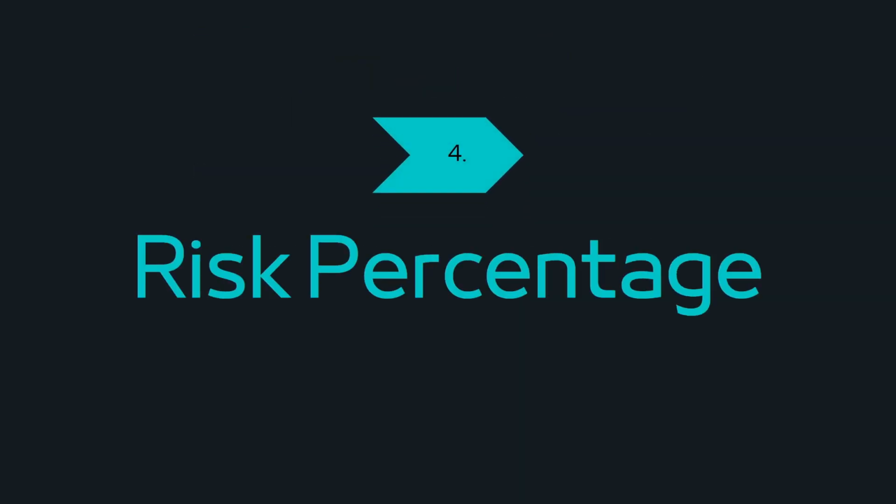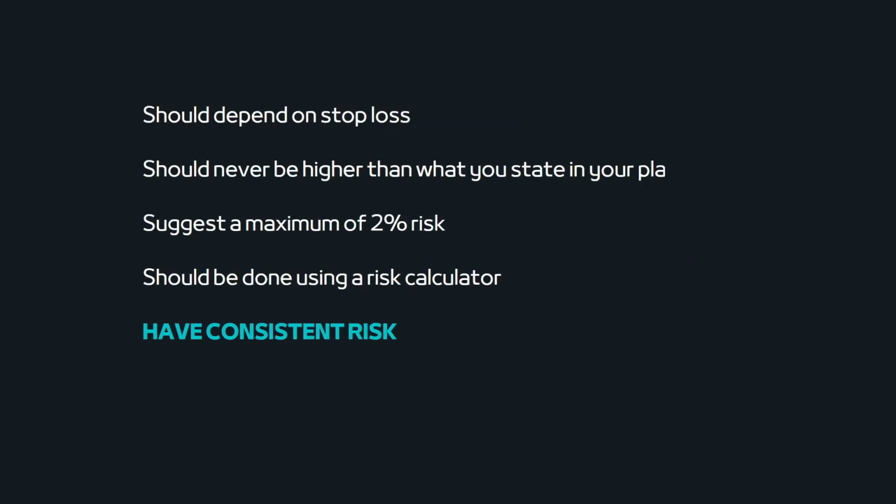So, step 4 is risk percentage. Now, this one's quite important. It should depend on stop loss, like I've just said. Should never be higher than what you state in your plan. Suggest 2% maximum risk and should be done using a risk calculator. So you have to have consistent risk.